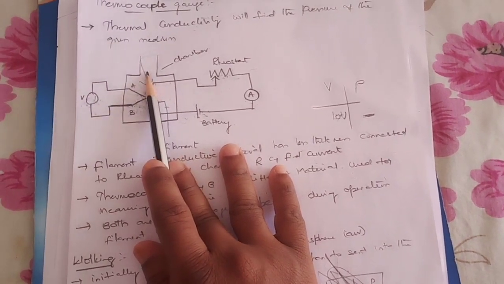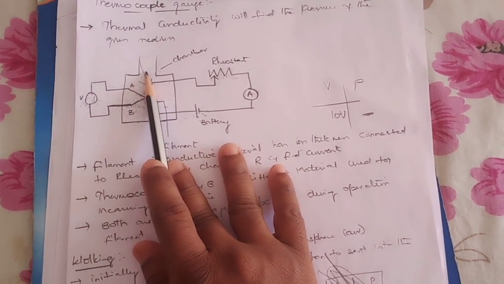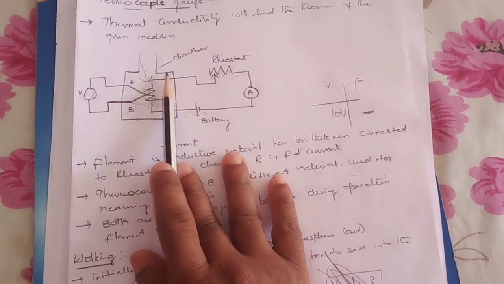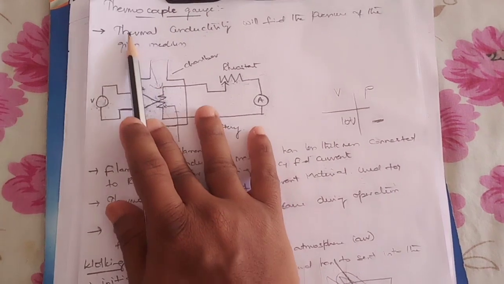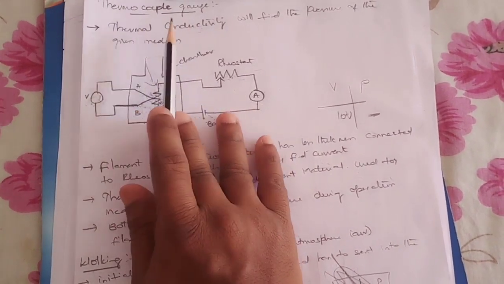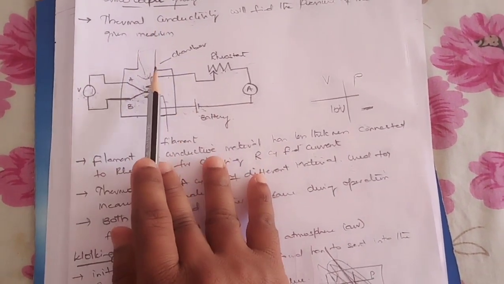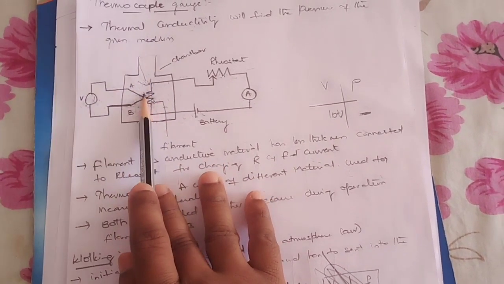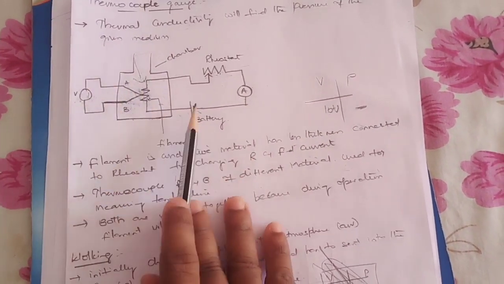In order to measure the value in terms of pressure, we are using the concept of thermal conductivity. So the pressure whatever we are measuring is based on the principle of thermal conductivity, which means it is based on the temperature difference. Based on the temperature difference, the pressure value is found. So let us initially assume that this chamber is filled with air.